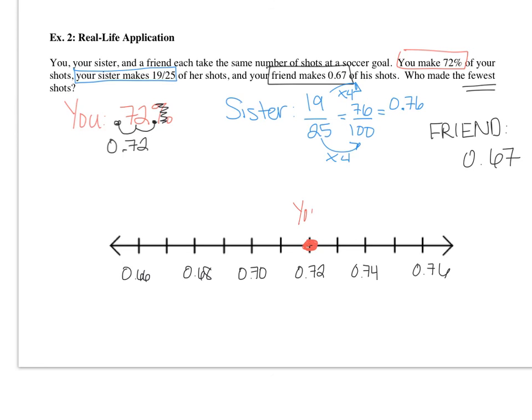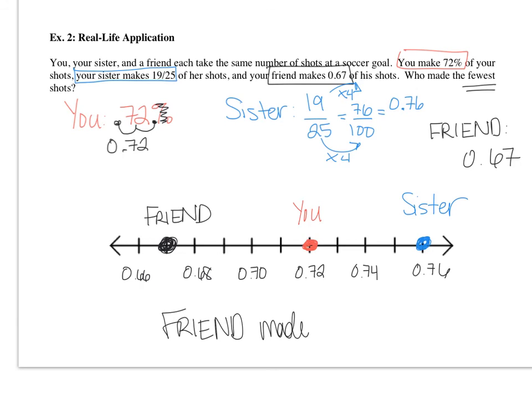That's you. And then sister had 76 hundredths, which is way over here. She made the most, it looks like. And then friend. Friend made 67 hundredths, so it's going to be halfway in between 66 hundredths and 68 hundredths. The person who made the fewest shots would be the friend. So friend needs to practice more.